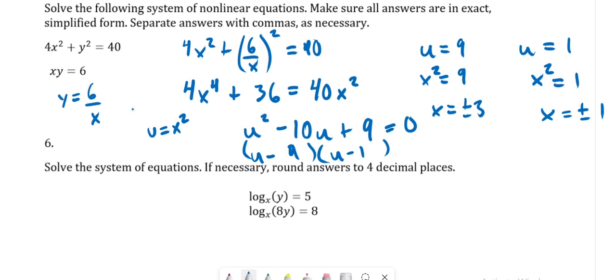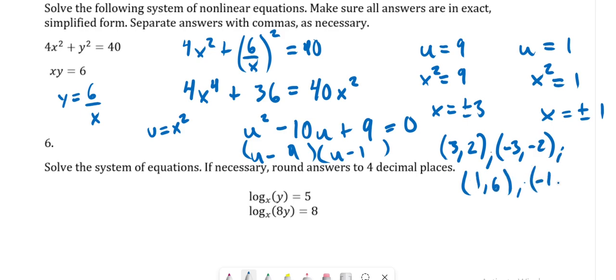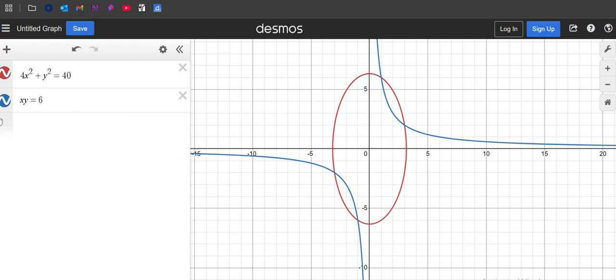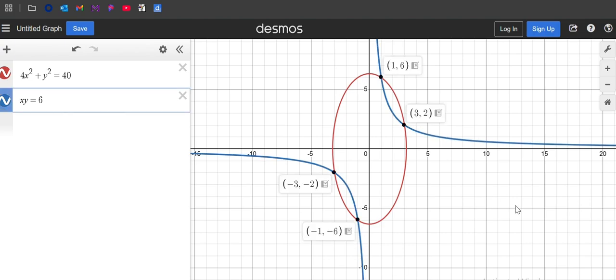Now we would want to take all 4 of these and plug it back in to solve something for y. I think this would probably be your easiest point of entry for that. And you'll get, let's say for the positive 3, a y value of 2. For the negative 3, a negative 2. For the 1, we'll get a 6. And for the negative 1, we'll get a negative 6. Here is the graph of our system of equations, and we can correspond these with our answers.